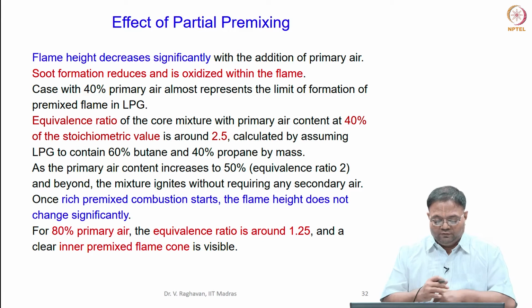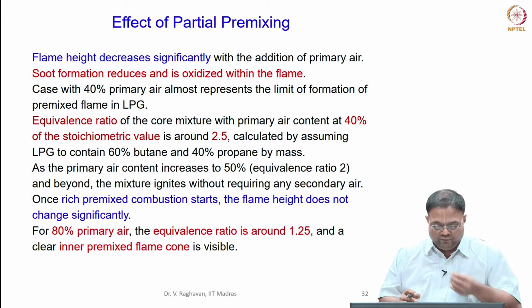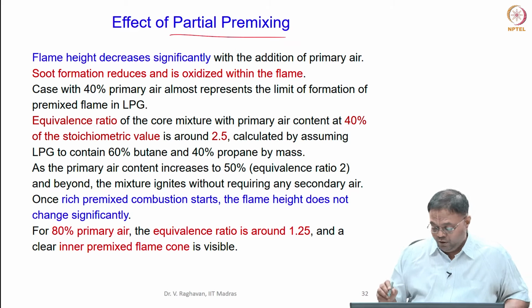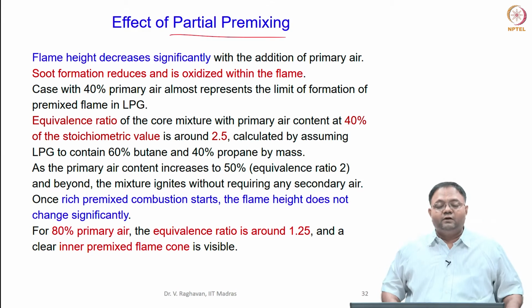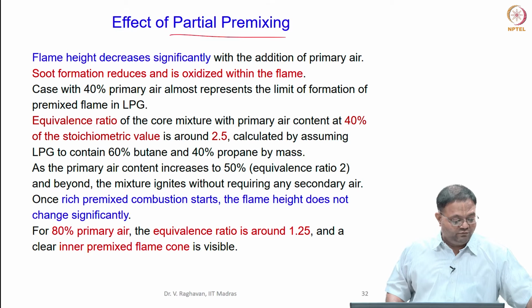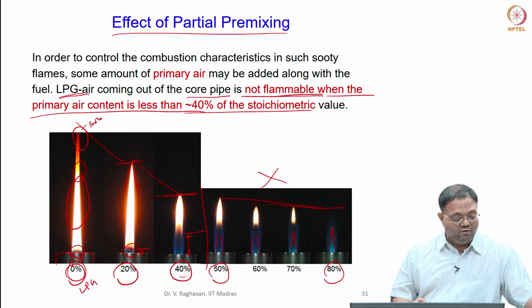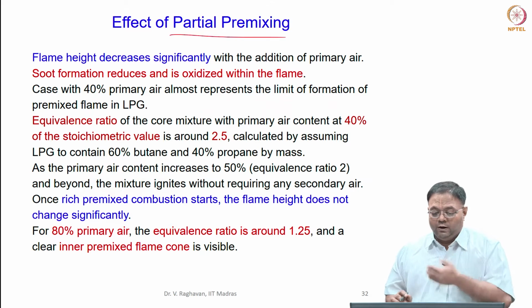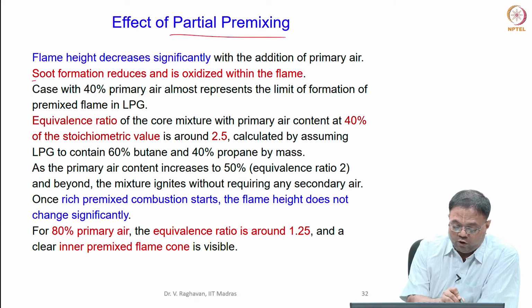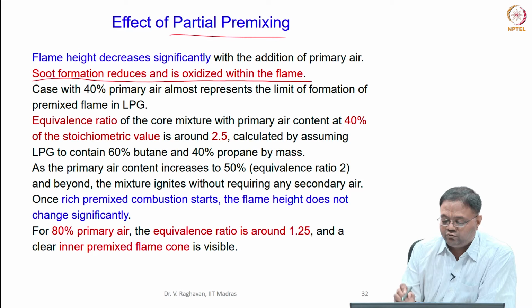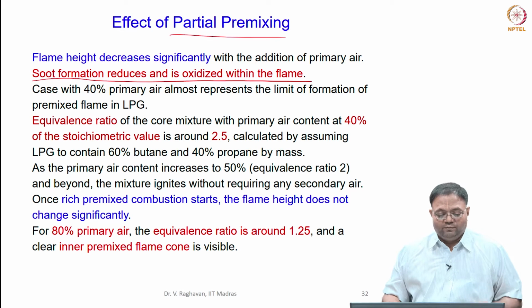Okay. Now, let us see some aspects of the effect of partial premixing. Basically, flame height decreases significantly. That is what we have illustrated here clearly. Flame height decreases significantly when you have partial premixing, and you can see that soot formation reduces and is oxidized within the flame.